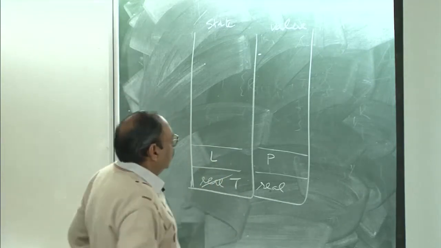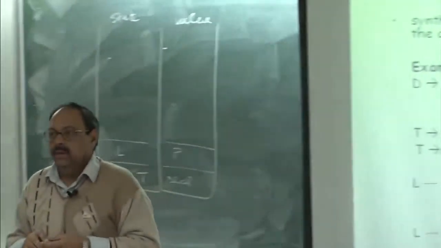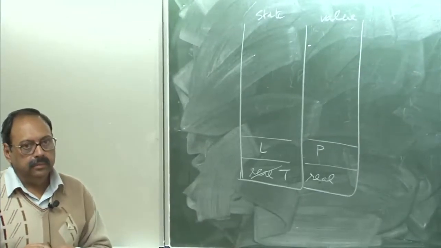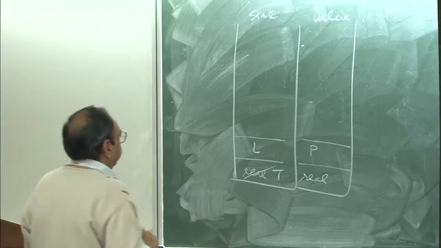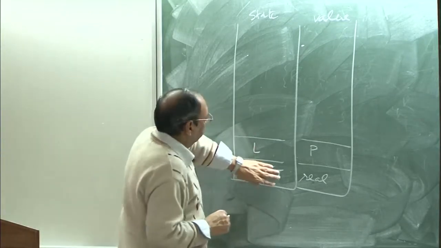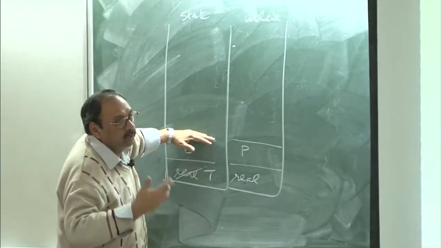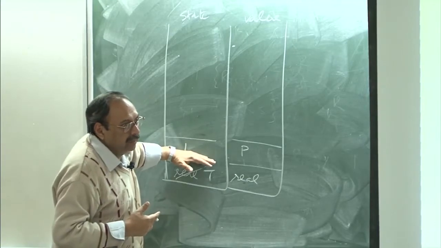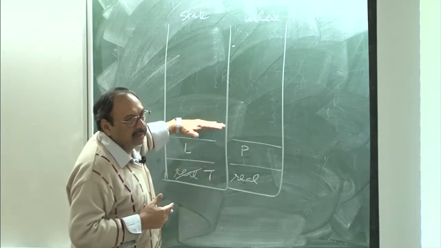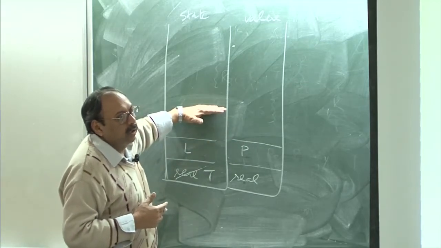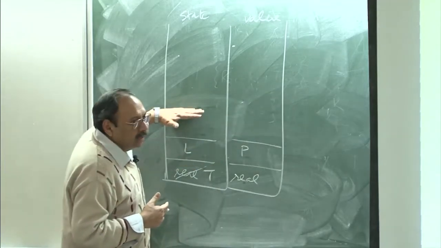Now, when I do a reduction by this rule which says L goes to ID, what is it that I want to do? Remember that I have T here. I will first take P on the stack, and corresponding to this I will make an entry in the symbol table. Then I will push comma on the stack, then I will push Q on the stack, and corresponding to Q I will make an entry, but I will not reduce that Q yet.